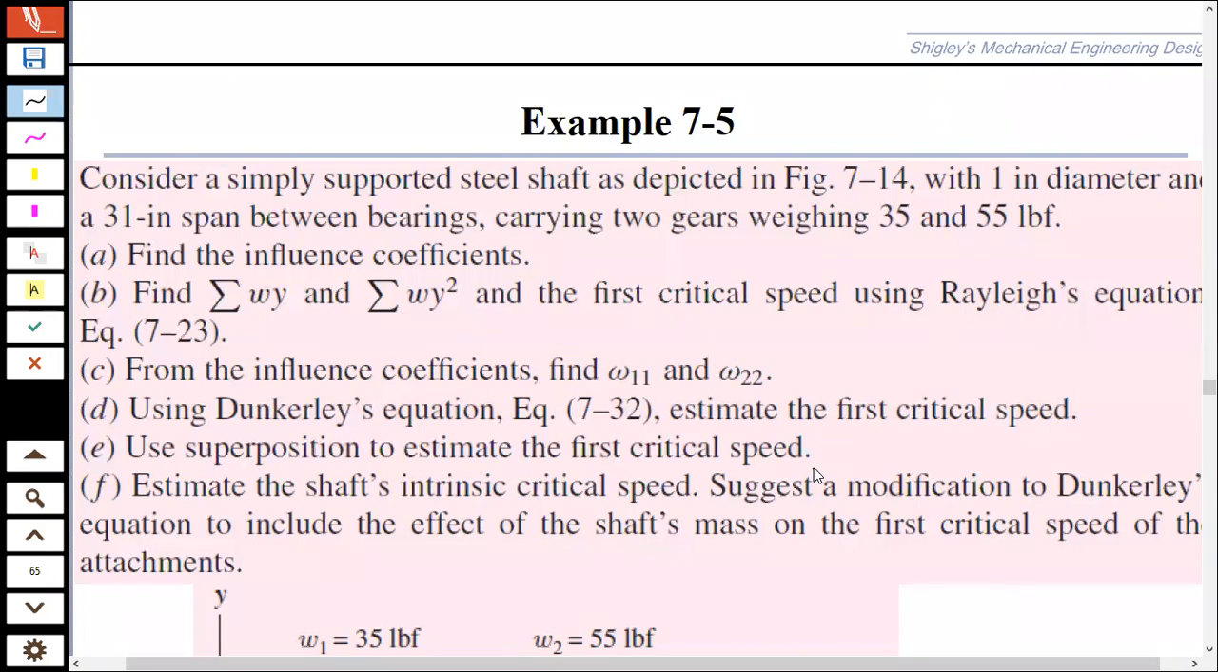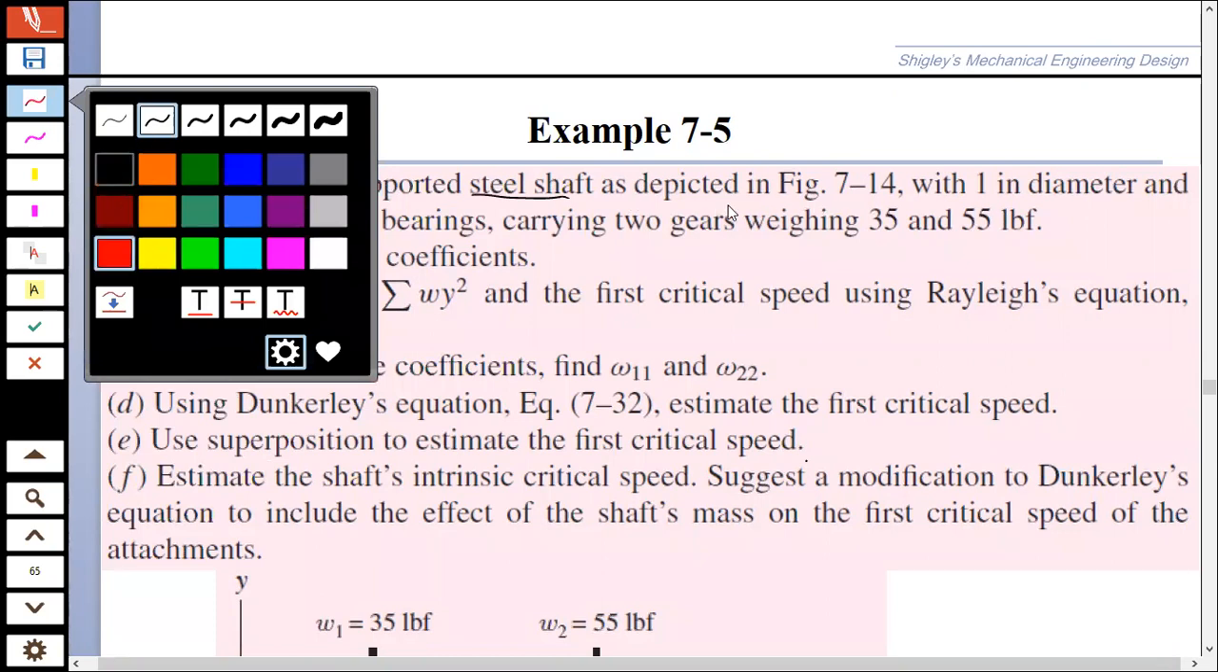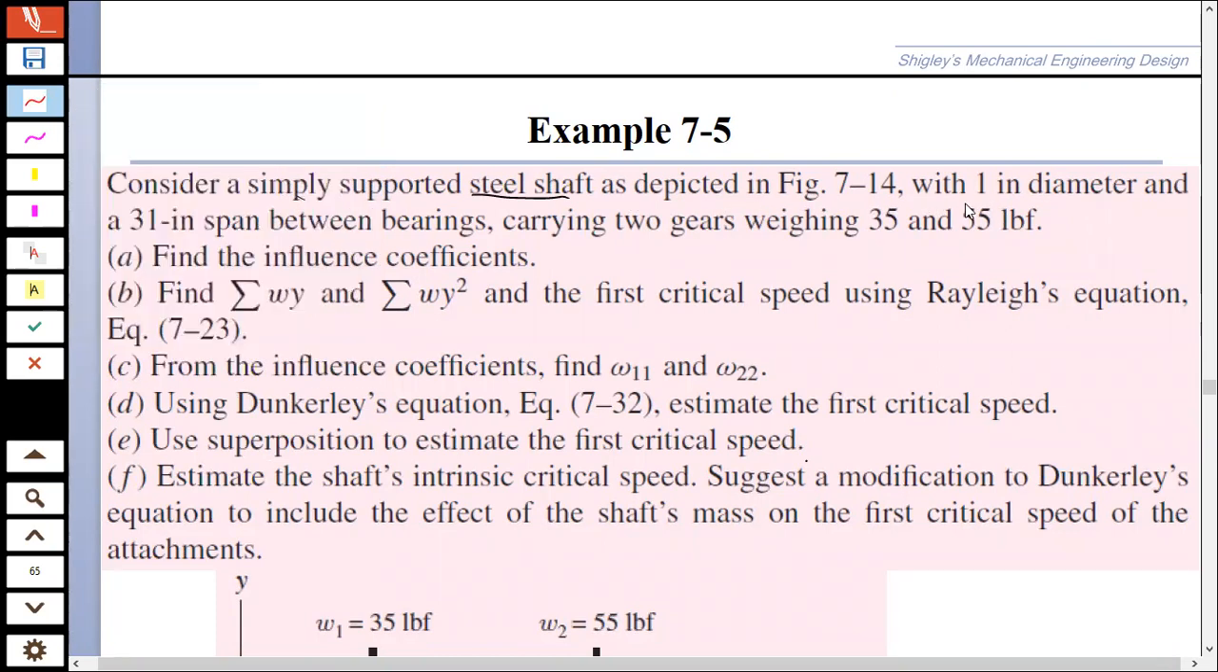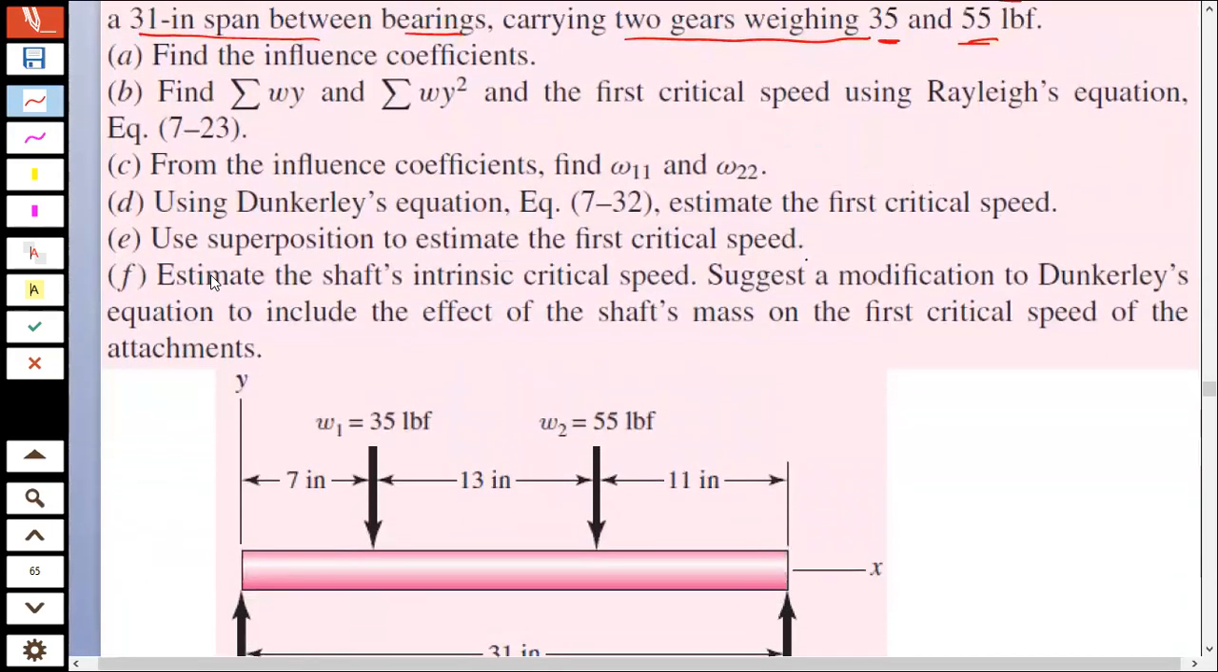It says that, consider a simply supported steel shaft as depicted in the figure, with 1 inch diameter and 31 inches span between the bearings, carrying two gears weighing 35 and 55 pound force. So find the influence coefficients.